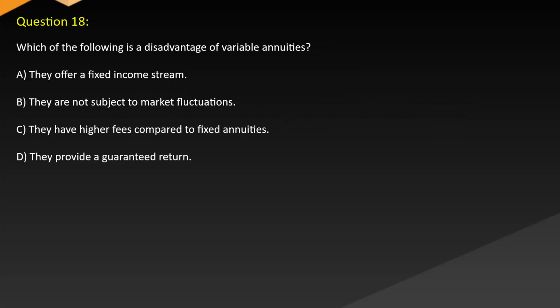Question 18. Which of the following is a disadvantage of variable annuities? A. They offer a fixed income stream. B. They are not subject to market fluctuations. C. They have higher fees compared to fixed annuities. D. They provide a guaranteed return.